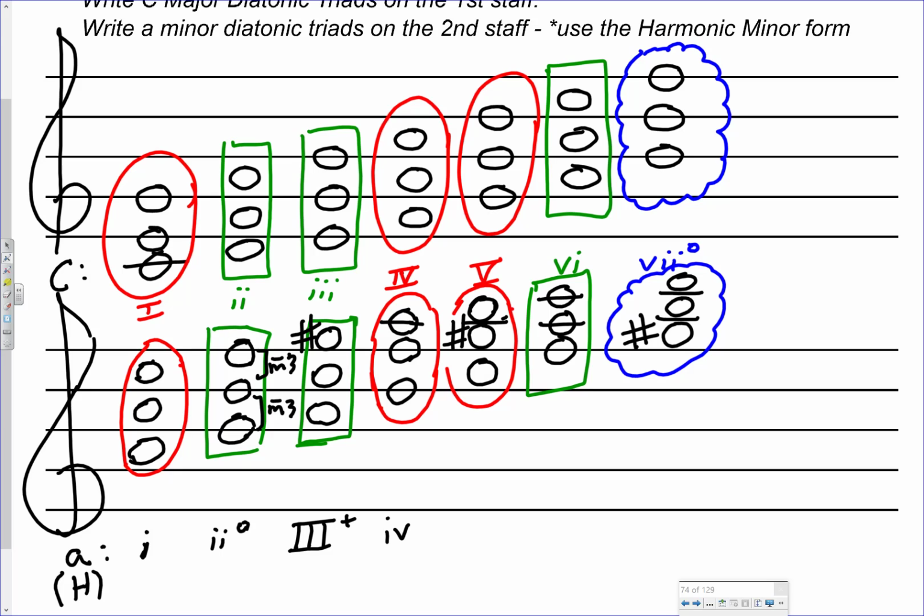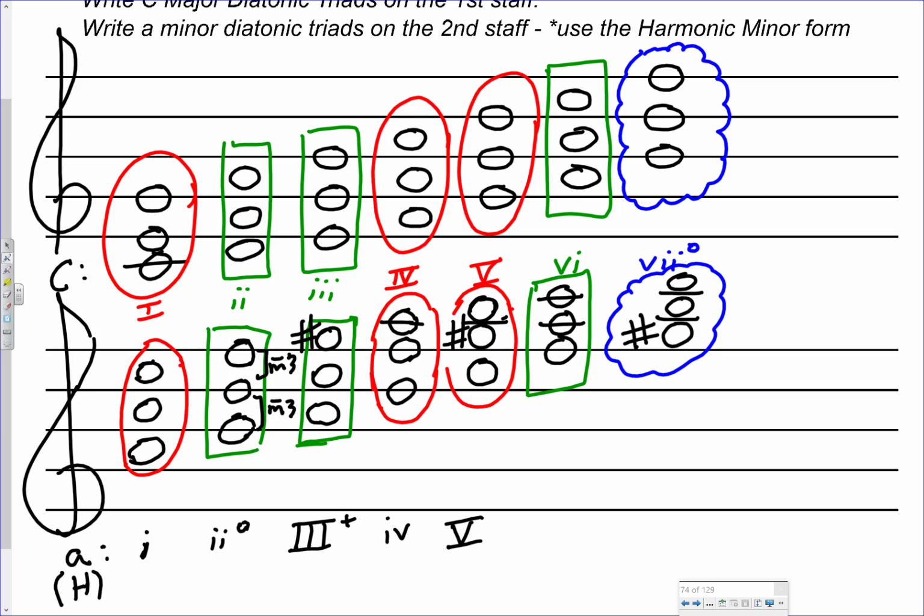The 5th chord has a G sharp in it. That's the dominant chord. We have an E to a G sharp and a G sharp to a B. That is a major triad because we're using harmonic minor, so that gets a capital Roman numeral 5.